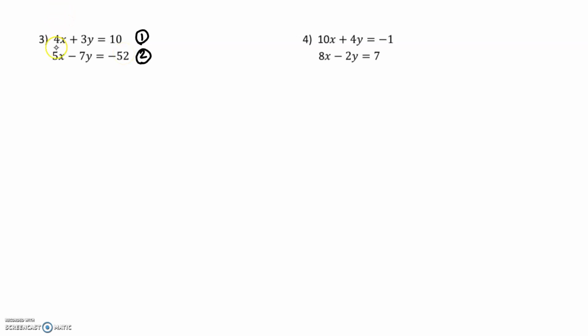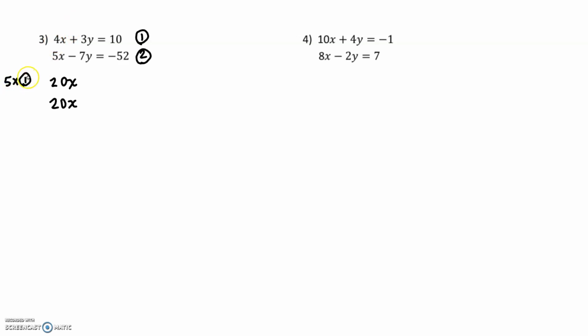So when I look at my x's, I have a 4 and a 5, and when I look at my y's, I have a 3 and 7. So I need to change either my x's or my y's to the same coefficient, and I'm going to choose my x's. So the coefficient I'm going to change them both to is going to be 20x. In order to change 4 to 20, I have to take my equation and multiply it by 5.